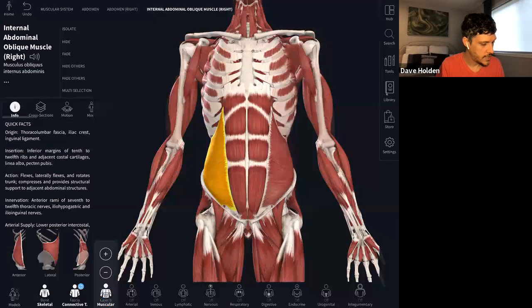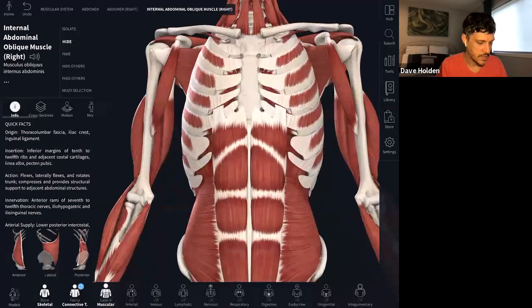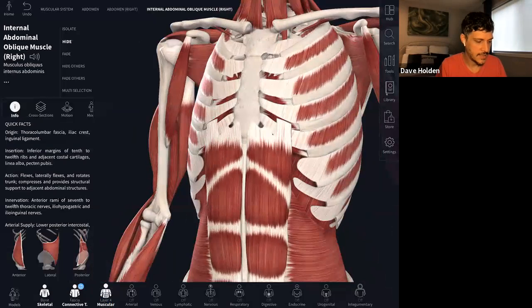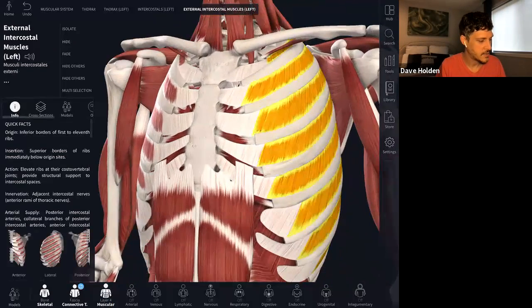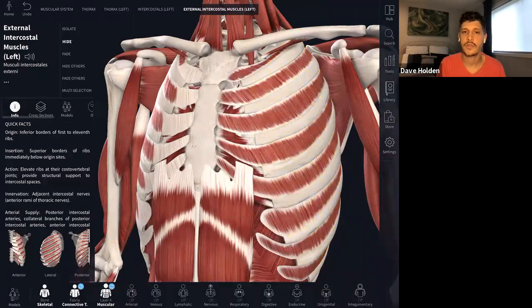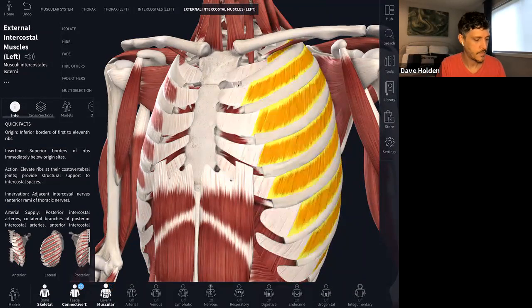And I've got to remove several layers of muscle in order to really start to see these guys. And there you have your intercostals. These are the externals. If I remove these, now you see the internals. Notice that they run in opposite directions.